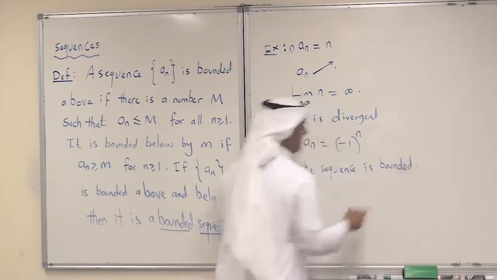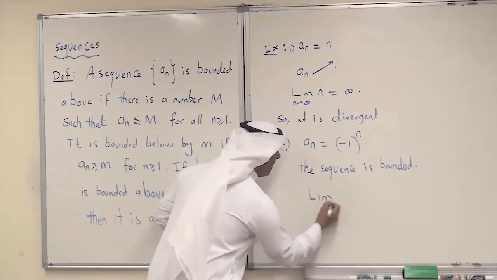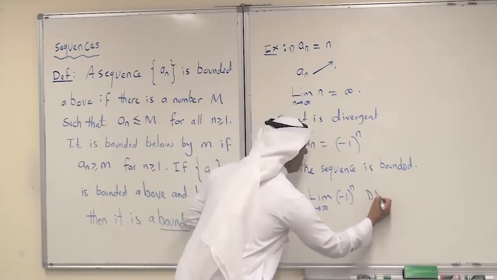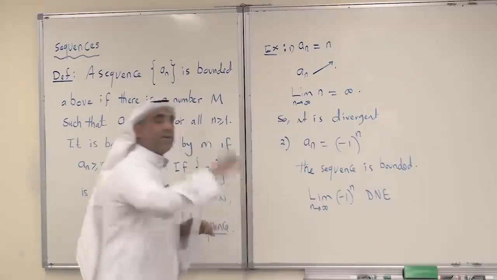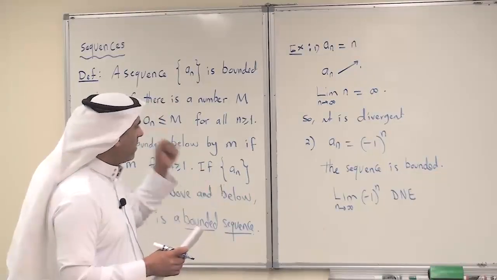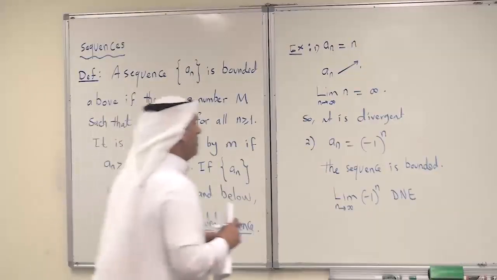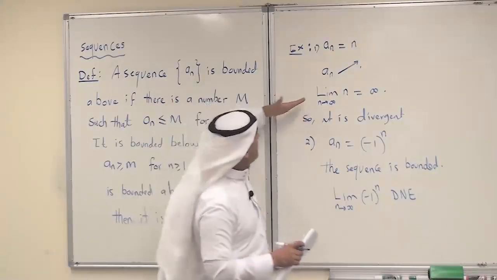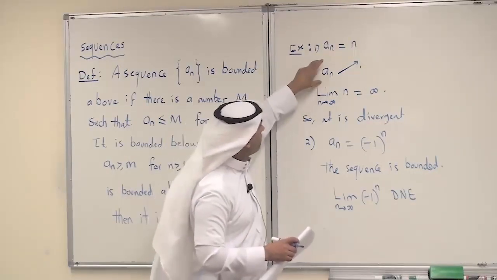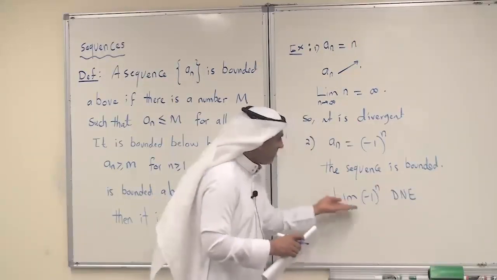But the question is, is it convergent? We discussed this one before and we said that the limit as n goes to infinity of (-1)^n does not exist, because it oscillates many times between -1 and 1. In other words, we have two subsequences: one of them is going to 1, the other one is going to -1. So we said the sequence is divergent. Fine. We have an increasing sequence and the limit does not exist, so we have a monotonic sequence and the limit does not exist. We have a bounded sequence, still the limit does not exist.